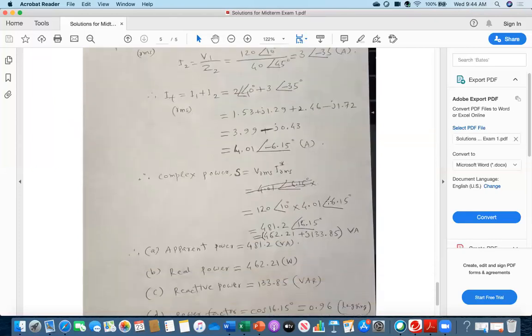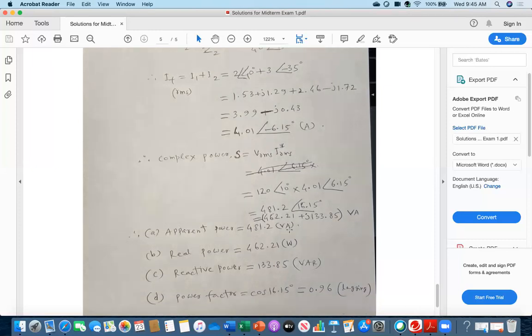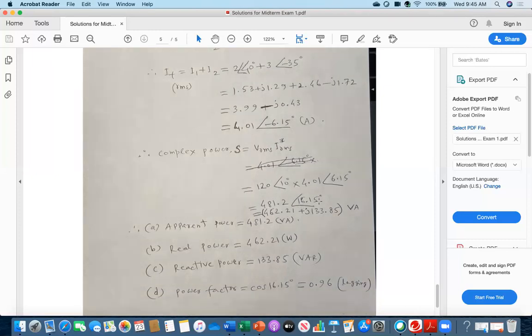And then what is my IRMS? This one, 4.0, and the angle was minus, but because I have to take the conjugate, I change the sign, so it is plus. And then from there I got 481.2 at an angle of 16.15. And then I express this in rectangular format. The unit is volt ampere for the complex part. So by looking at this one, now I am done.